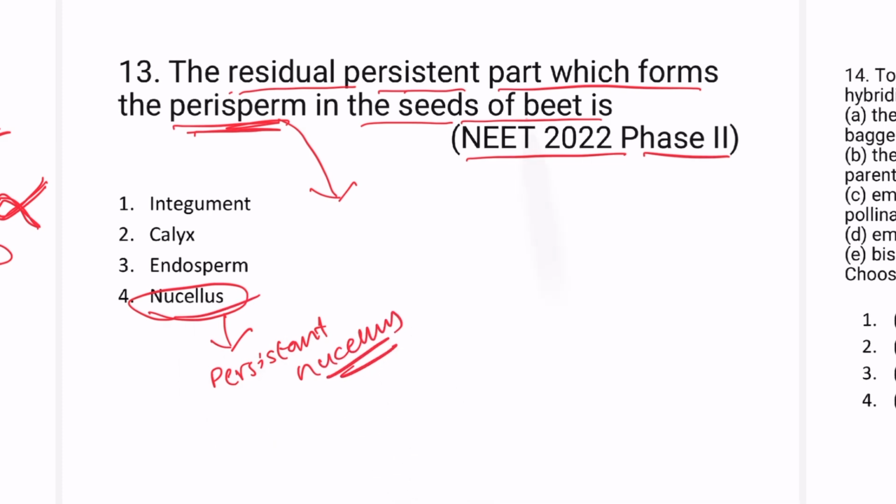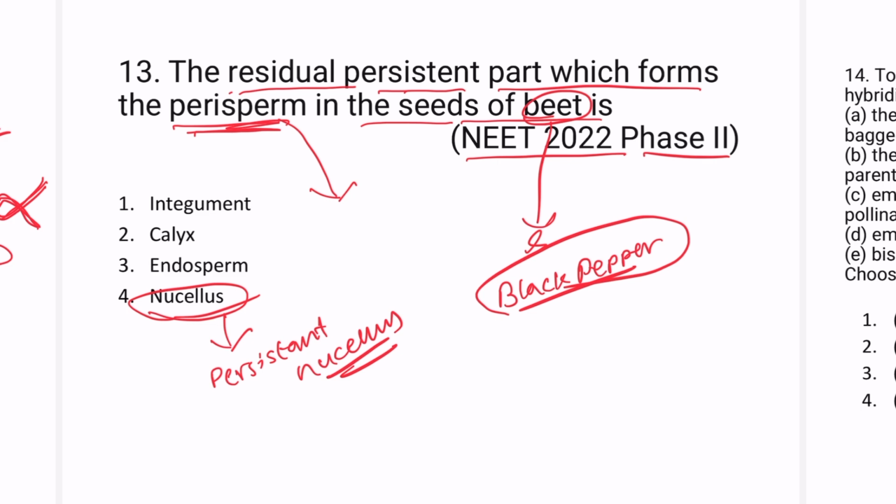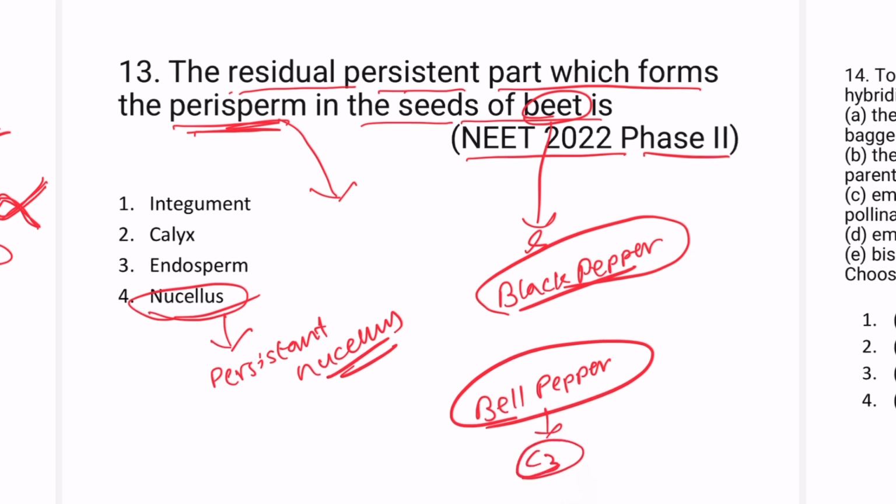What are the examples of perisperm? We see it in the case of beet, and along with beet we see it in the case of black pepper. Don't confuse black pepper and bell pepper. Black pepper is the example of a perisperm, whereas bell pepper is a C3 plant which we come across in the photosynthesis chapter. Bell pepper is an example of a C3 plant, whereas black pepper is an example of perisperm.